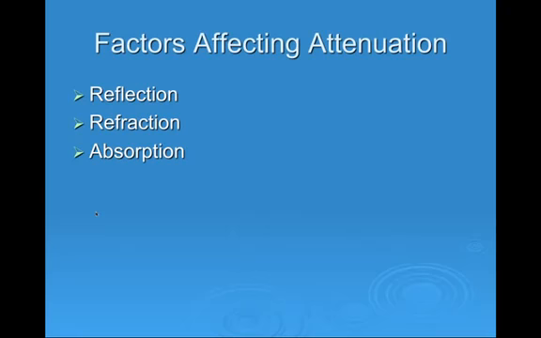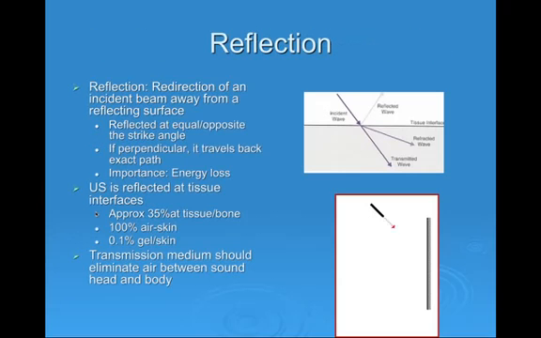So we have those 3 factors that affect attenuation: reflection, refraction, and absorption. So what do those look like? So reflection is just what you would think about, like reflection from a mirror or the surface of a lake, and that's redirection of the beam of energy away from the reflected surface, as you see in the first diagram right here, and being demonstrated down below. The key thing here is that means that there's some energy loss.